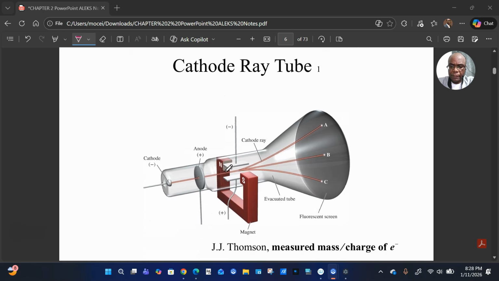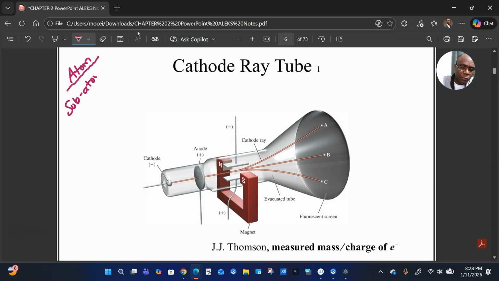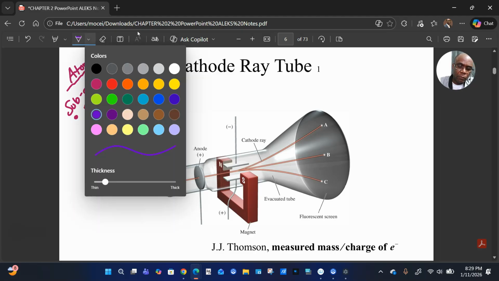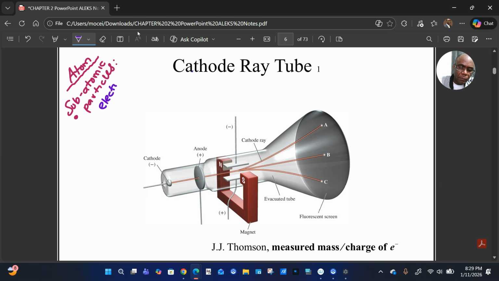So now let's talk about the discovery of things that we now know are found in the atom. Currently we know that the atom, which is the smallest particle of any element, contains what we call subatomic particles. They include electrons, protons, and the last ones to be discovered by experiments were neutrons.